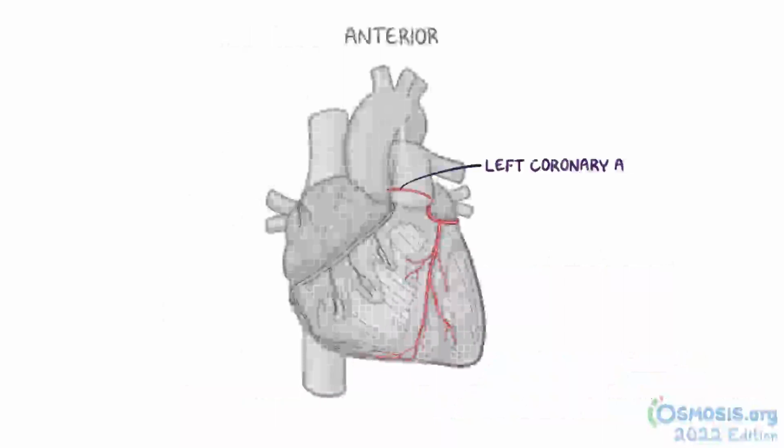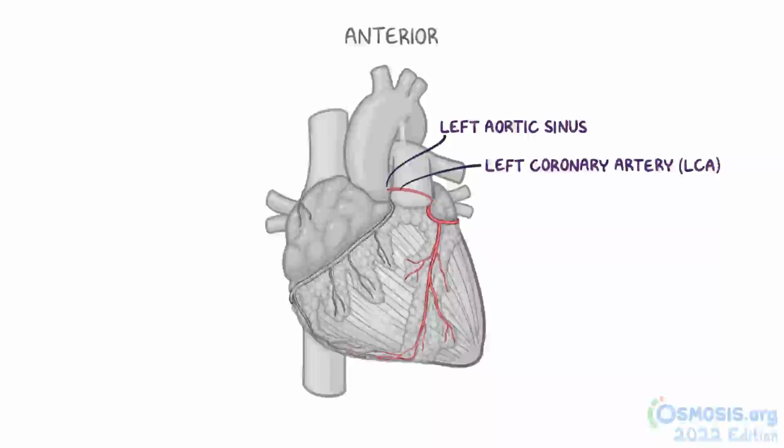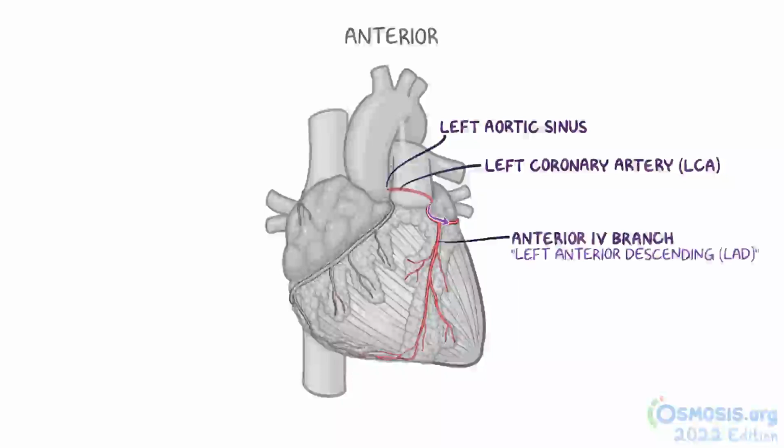The left coronary artery, or LCA, originates from the left aortic sinus and passes between the left auricle and the left side of the pulmonary trunk and gets in the coronary sulcus. At the superior end of the anterior interventricular, or IV, groove, the LCA divides into two branches: the anterior interventricular, or IV branch, sometimes called the left anterior descending, or LAD, and the circumflex branch.